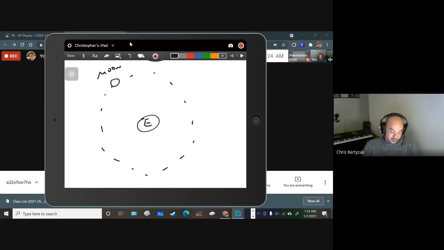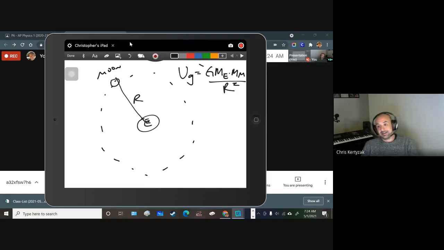We could comment that there's some potential energy, so I might as well mention it right now. The potential energy between the moon and the Earth is G times the mass of the Earth times the mass of the moon over R, where R goes from the center of the Earth to the center of the moon. Technically, there's a minus in there. It's on your equation sheet, by the way. Oh, I didn't mean to write R squared, it's just R. The force has an R squared in the denominator, but the potential energy is just R.